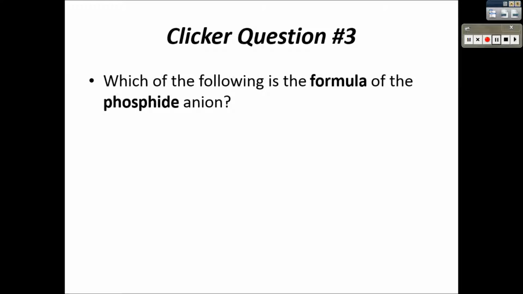Which of the following is the formula for the phosphide anion? P-3, P-5, P, or P with Roman numeral 3. Obviously it isn't D. Now phosphide, the ending is IDE, that's coming from phosphorus, which is in group 5 on the periodic table. Everybody in group 5 that is a nonmetal will be negatively 3 charged, so the answer, of course, is A, P-3.